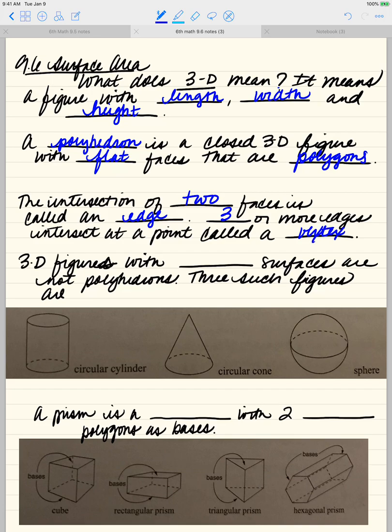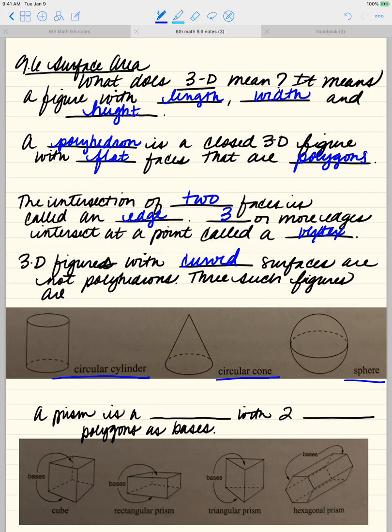vertex in a polyhedron. Okay, 3D figures with curved surfaces are not polyhedrons, and we have three of those that we're going to be talking about throughout the rest of this chapter. We have circular cylinders, circular cones, and spheres.